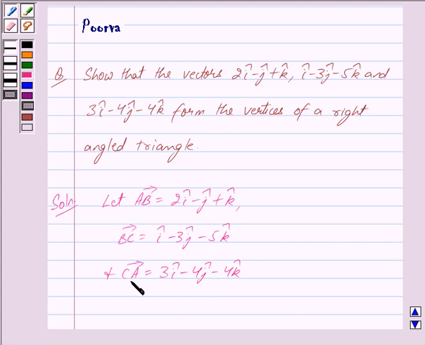So for that, we will show that the sum of squares of magnitudes of any two vectors is equal to the square of magnitude of the third vector. So first we will find the magnitude of vector AB, vector BC and vector CA.